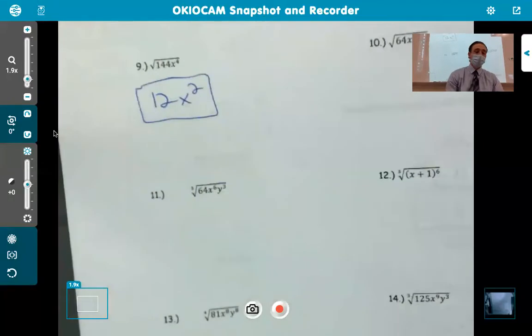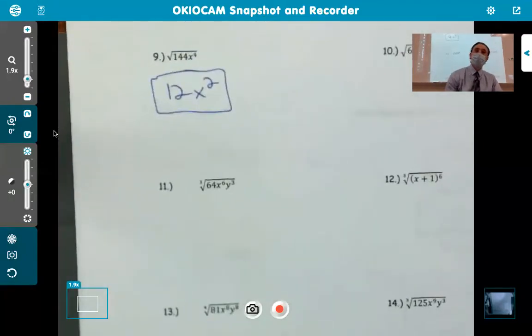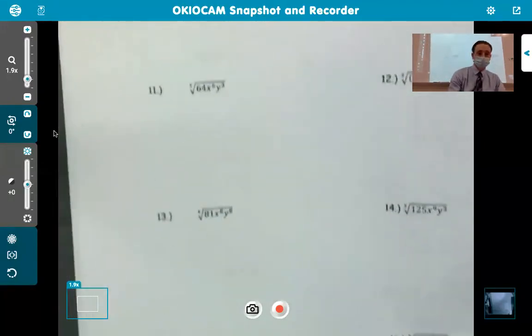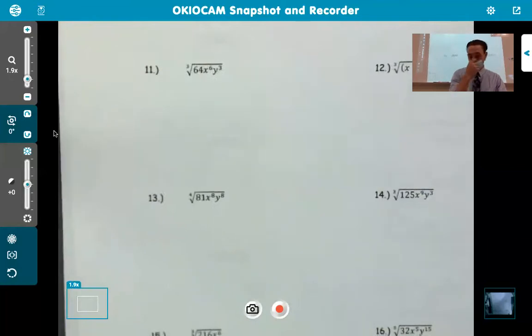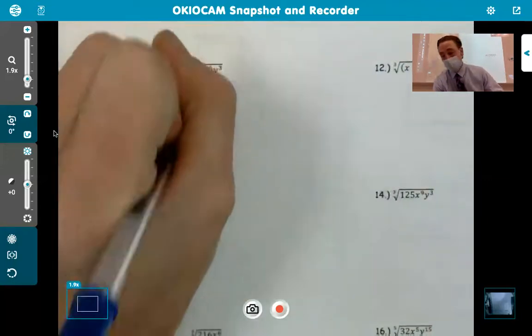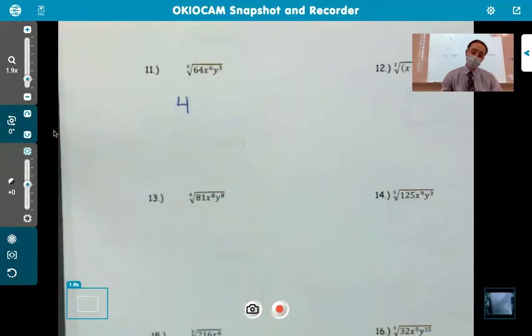Any questions about number 9? Number 11, what's the index? 3. I'm taking the cube root of 64, so I start with that constant term. What's the cube root of 64? 4. Good. 4 times 4 gives me 16, times 4 gives me 64.